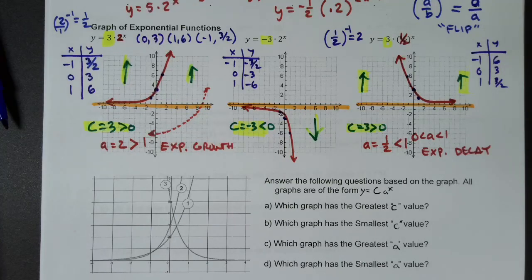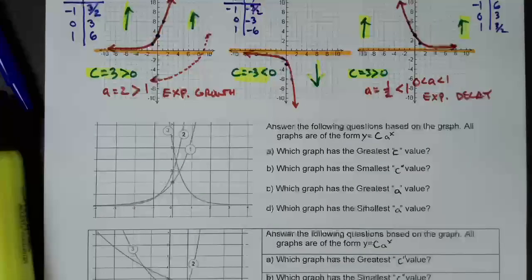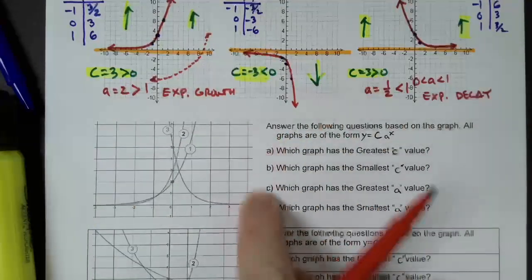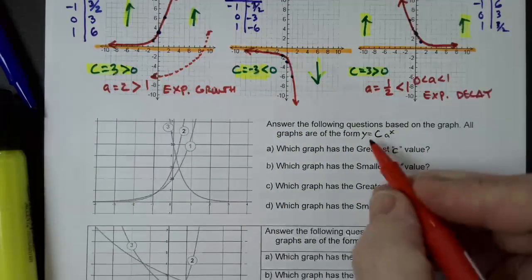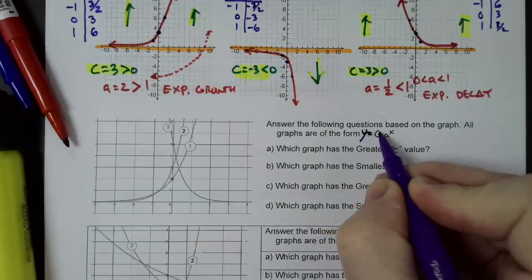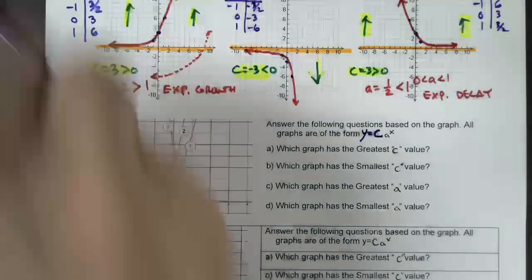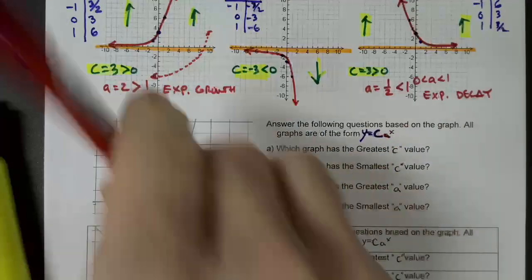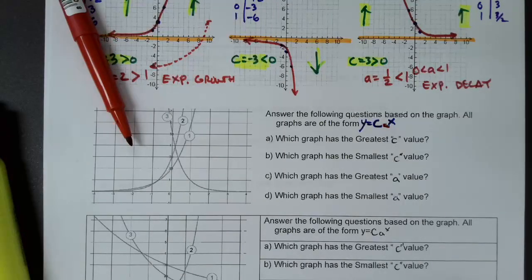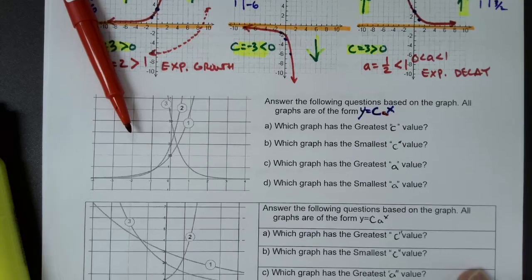So let's take a look here and see if we can figure out which one of these graphs matches this description. If we have y equals c times a to the x as our function, which one has the greatest c value? How am I going to determine that?